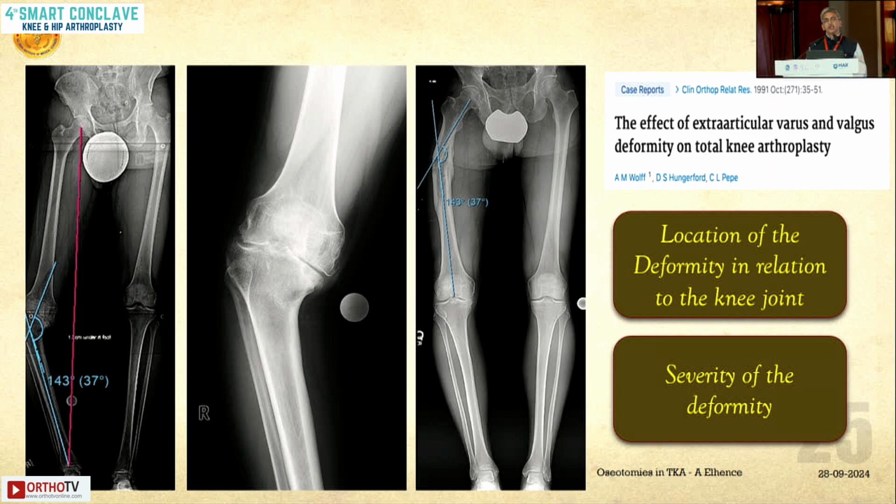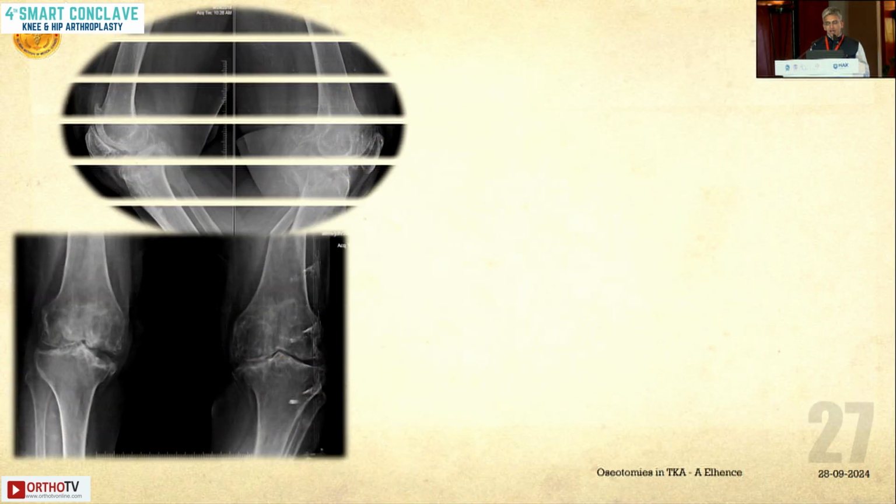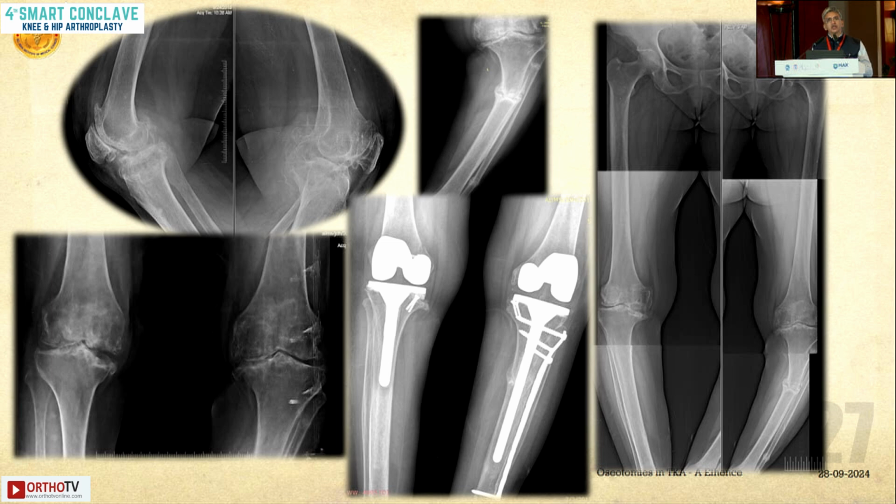Closer to the joint, and depending on the severity of deformity, Wang has this fantastic rule which says that less than 20 degrees in the femur and less than 30 degrees in the tibia, the deformity can be corrected with an intra-articular correction, and the cut of the distal fragment of the tibia should not violate the collaterals or go beyond the tibial condyles. Those are patients who are very amenable to this single stage correction of deformity, and they will do extremely well in the longer term.